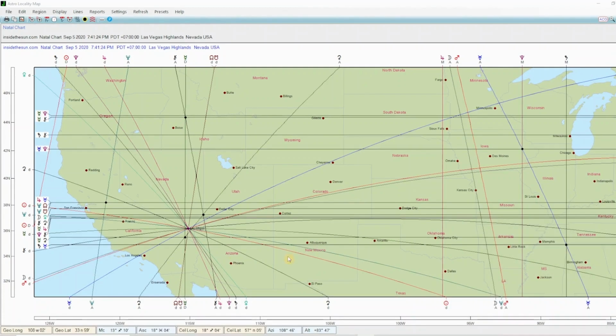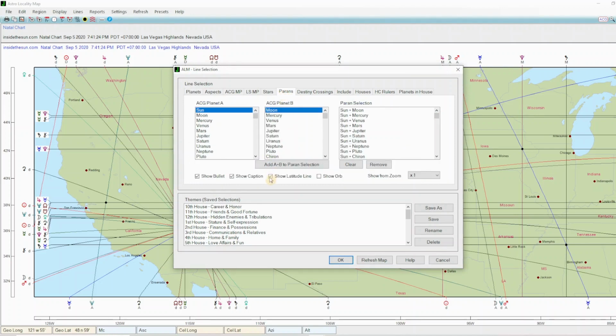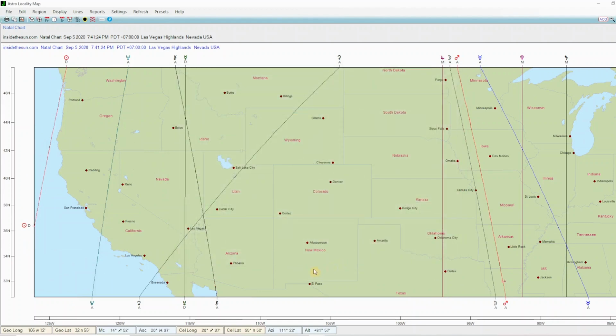All right, so here's a map with all the lines. And if you don't know what you're looking at, it can be a bit confusing. So to start, I'm going to remove some of the lines and keep the main ones and explain what those are. I'm going to remove the local space lines and the Parans. And here we have just the classic astrocartography lines.